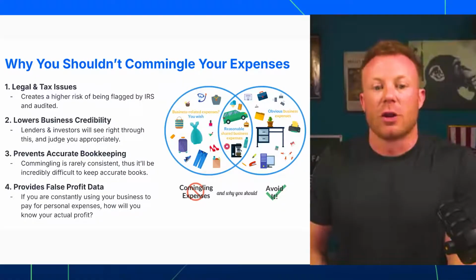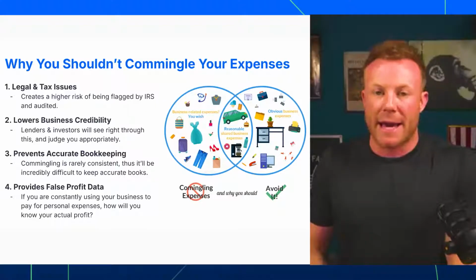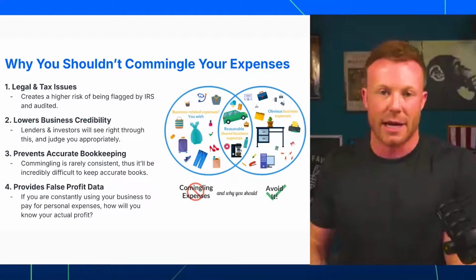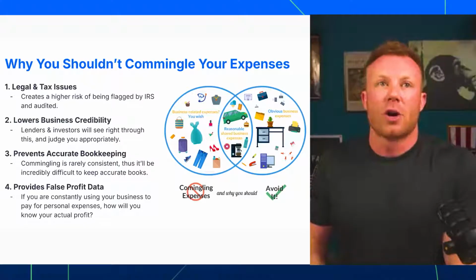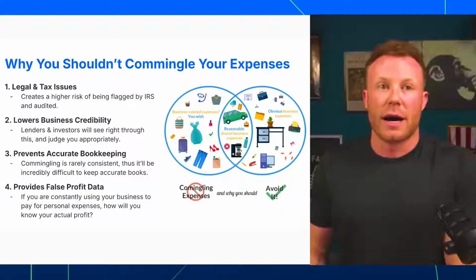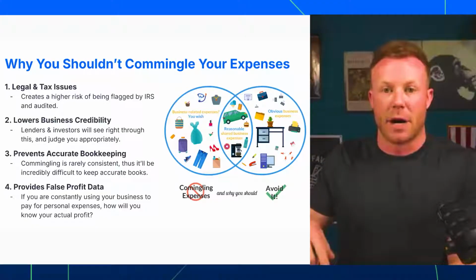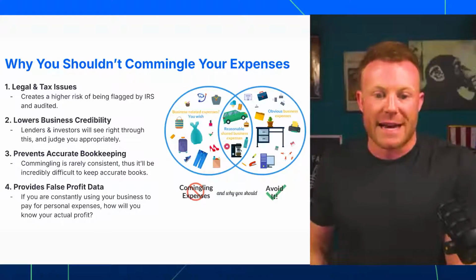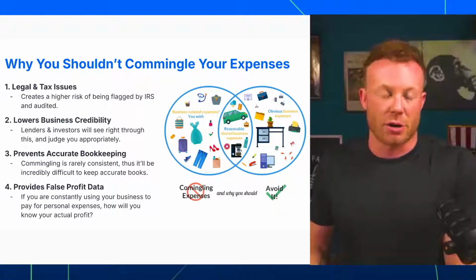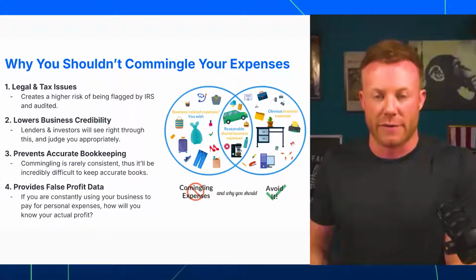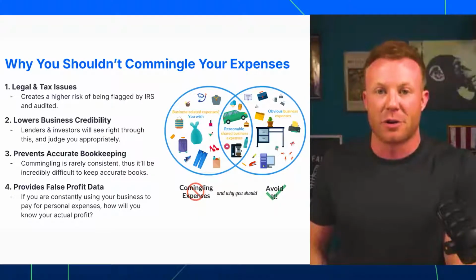Okay. It lowers your business credibility again. You walk into a bank and they see the commingling and they're going to recognize it like that. I mean, they will see it instantly. It is going to lower your credit worthiness or their ability to be able to see in you a potential lendee who could pay back that money reliably. Prevents accurate bookkeeping. If you have a bookkeeper and you're constantly commingling your expenses between personal and business, they likely despise working for you because it makes their job incredibly hard. If you're doing the bookkeeping, it makes your job incredibly hard.